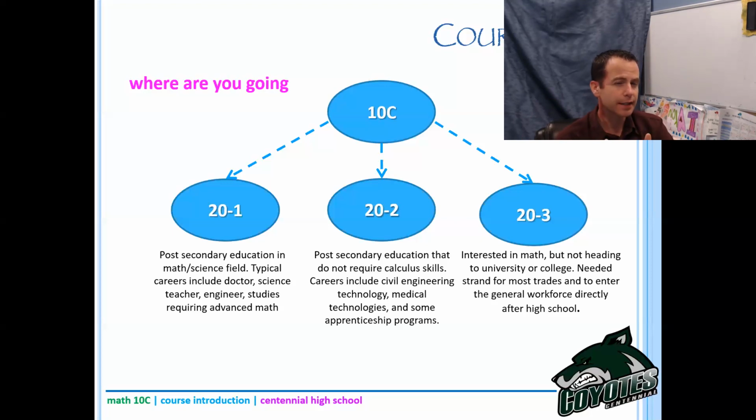So if you're heading to 20-1, if that's your goal, the units that are super important are going to be polynomials, exponents and radicals, linear functions, and linear systems. Those are going to be your really key points that you want to make sure you're doing really, really well in.